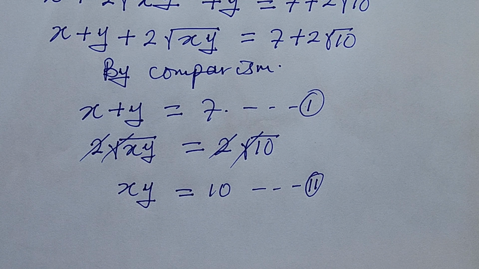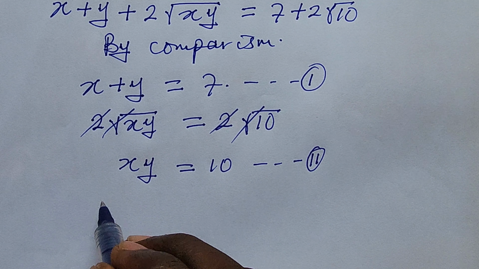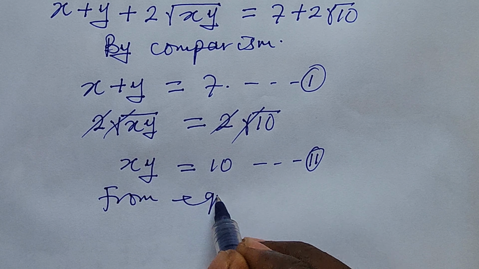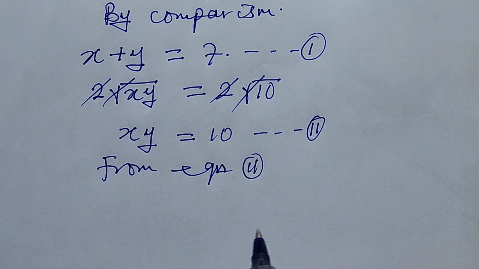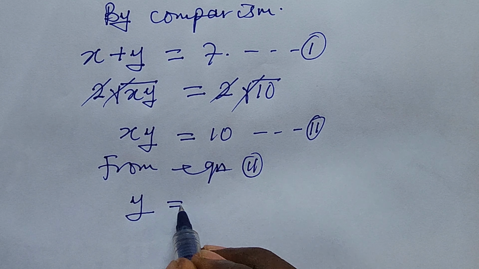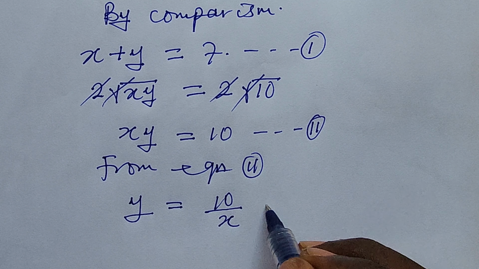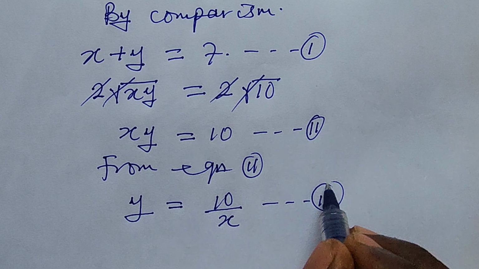Now from equation 2, we want to make y the subject of the formula so that the first variable we're going to solve for will be x. So let's make y the subject of the formula. So from equation 2, we're going to have y will now be equal to 10 all over x. Let's give this equation 3.